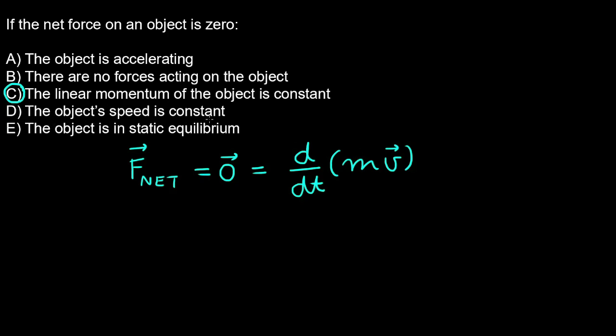And the object's not necessarily in static equilibrium. So it can be in dynamic equilibrium if the velocity is constant.